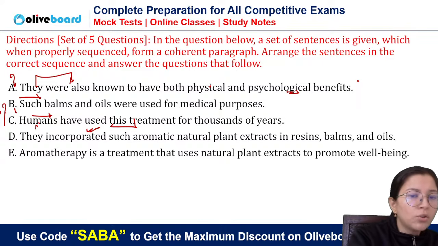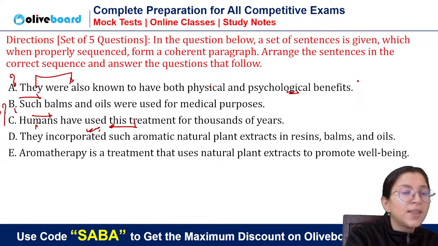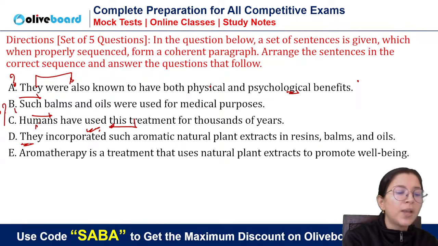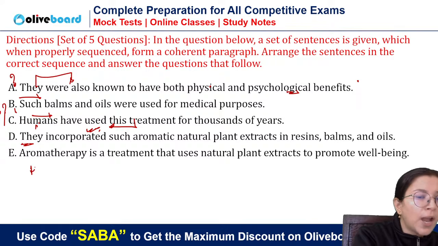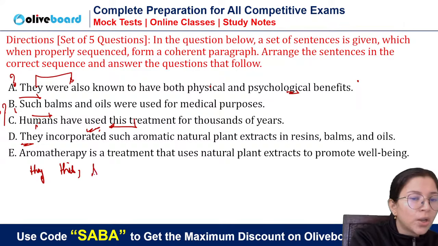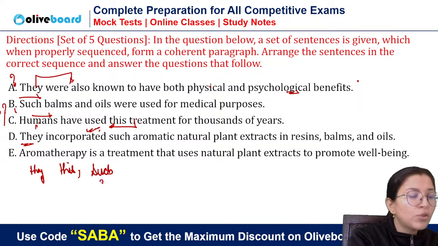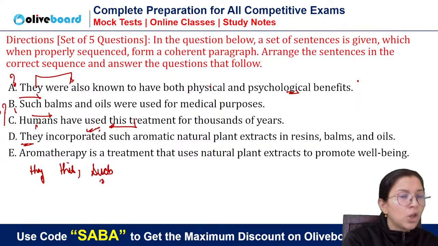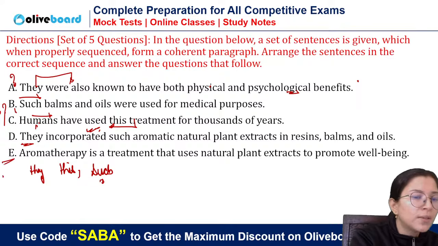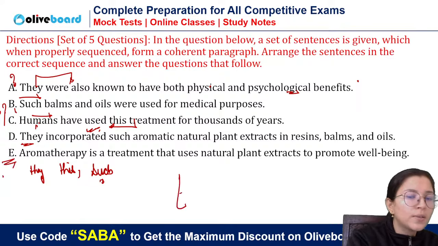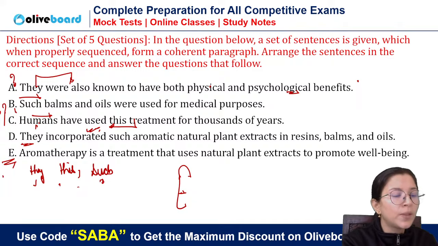Okay. So this also cannot be the first sentence. They incorporated. So once again we have "they". So there is a rule that whenever we have words like they, this, such, then these can never be the first sentence. So what is going to be the first sentence? Simply we can use only sentence E as the first sentence. The rest, they, this, such, all these will never be the first sentence.